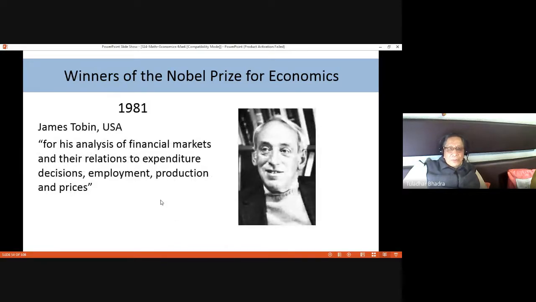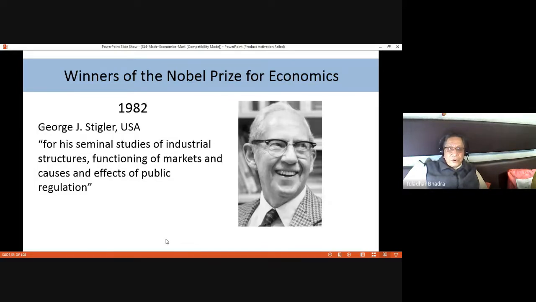1981, James Tobin, USA again, for his analysis of financial markets and their relations to expenditure decisions, employment, production and prices. So the relation between these economic parameters. In 1982, George Stigler, USA again, for his seminal studies of industrial structures, functioning of markets, and causes and effects of public regulation.